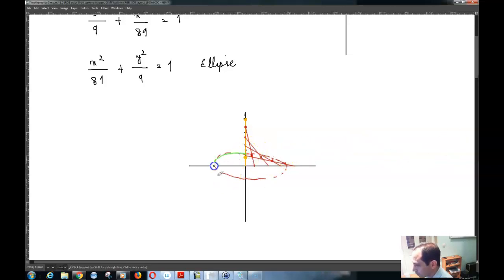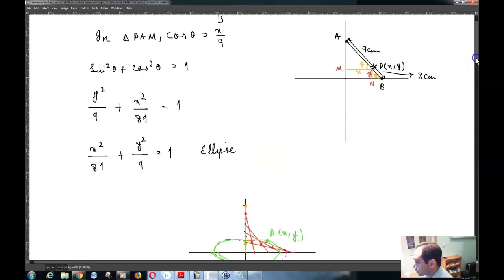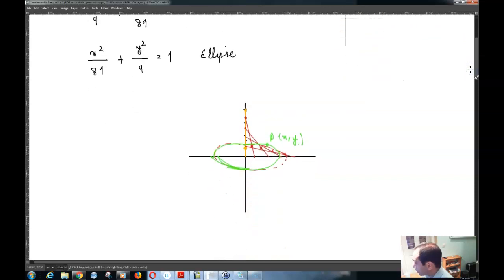And therefore you will get an ellipse. It's going to be the path of the point P, x comma y, which is of course interesting, and it does have a lot of applications in physics. We will get to that. So number 5, that is that.